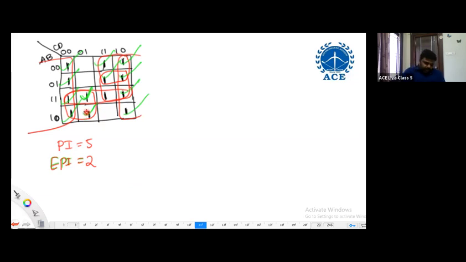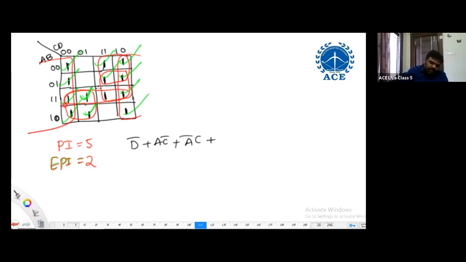First, let me write the essentials. The octave is essential, which is D bar. This quad is essential, AC bar. This quad is essential, A bar C. I hope you are following. To cover this minterm, we have to choose non-essentials.